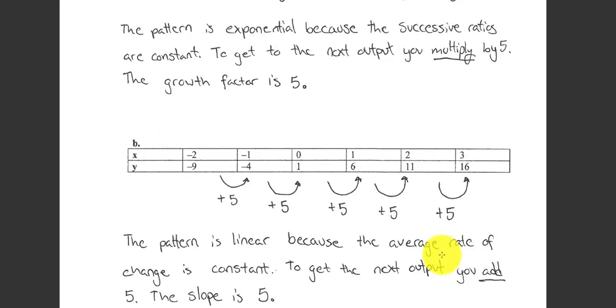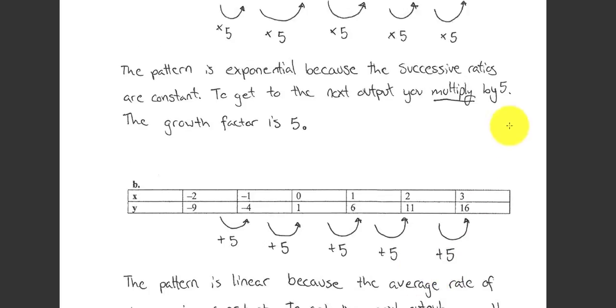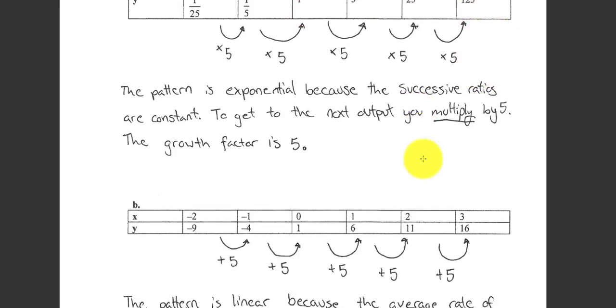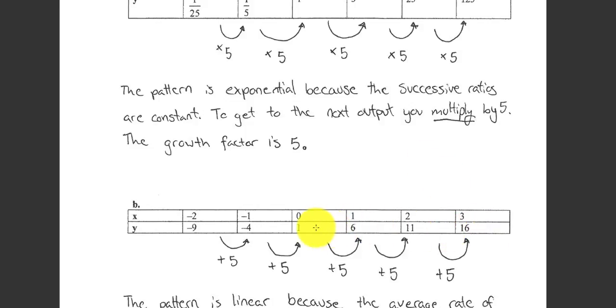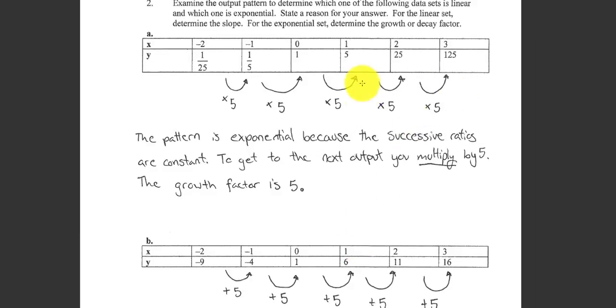So the project that you're going to see, we usually talk in terms of successive ratios, meaning division, or successive differences, meaning subtraction. And if we have successive differences that are constant, it's a linear function. If we have successive ratios that are constant, it is an exponential function. Okay, and if it's an exponential function, that ratio is your growth factor.